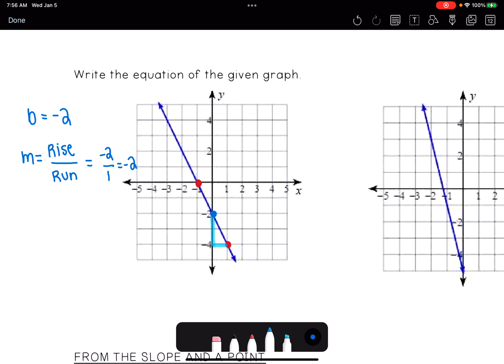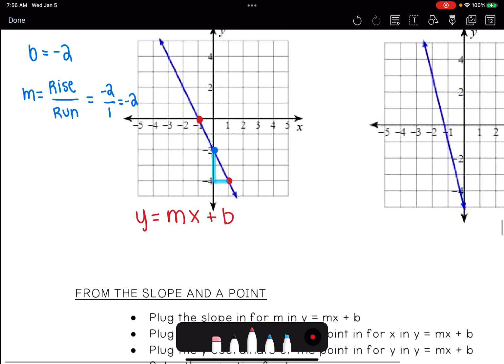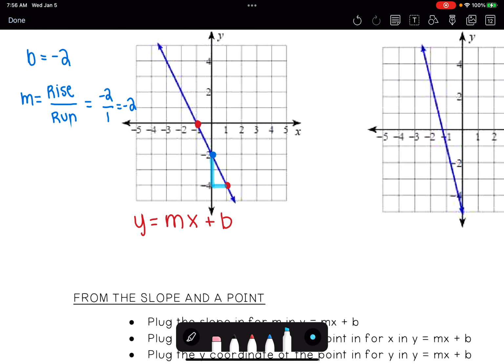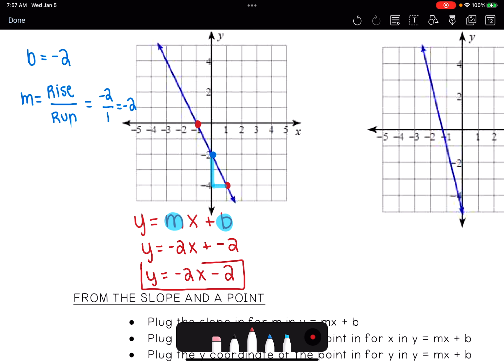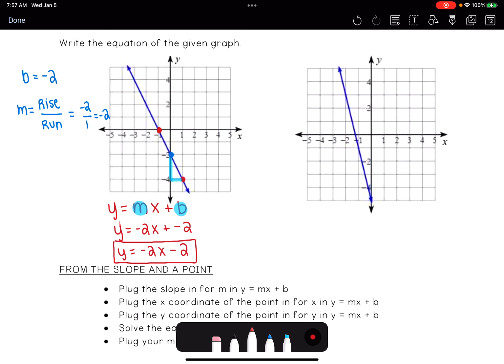Now, if y equals mx plus b is our general equation, which it can be helpful to write, we'll plug in negative 2 where we see an m, and we'll plug in negative 2 where we see a b. So you can either write that as y equals negative 2x plus negative 2, or you could simplify that to be y equals negative 2x minus 2. We'll try one more, and then we'll actually stop for this section for today.